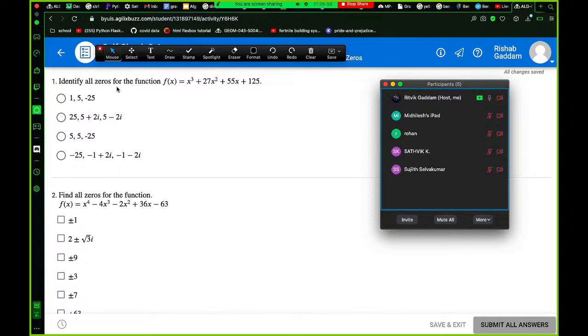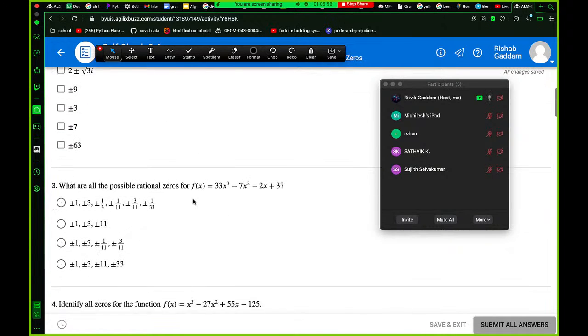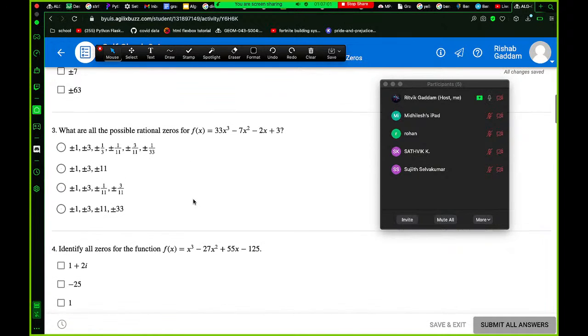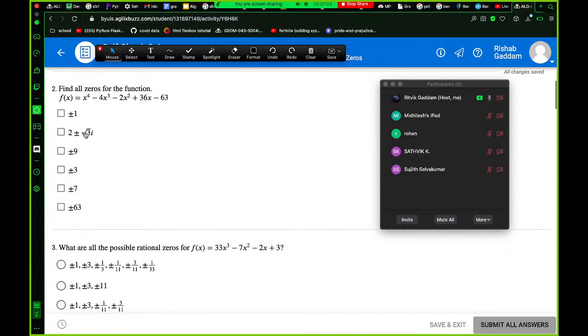Okay. Good. Everybody's here. Identify all zeros for the function. This. I think it also wants us to find the imaginary zeros. This is what imaginary zeros look like, this answer right here. I is the square root of negative 1. Yeah, you're right.